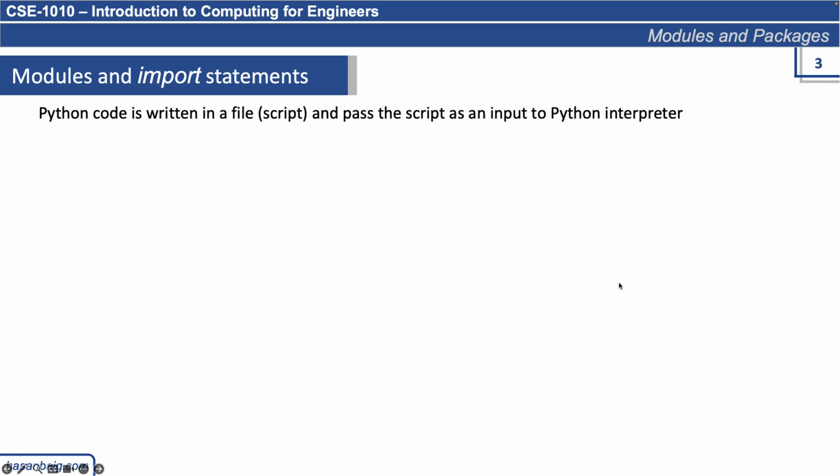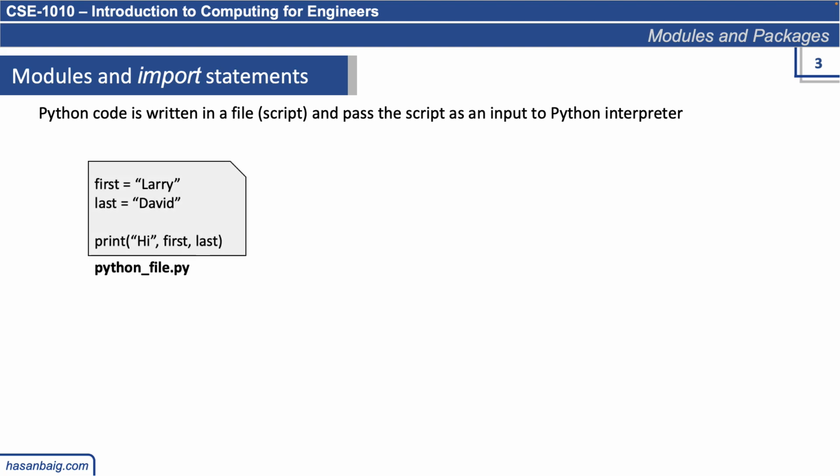Python code is written in a file, we know that, and we pass the script as an input to the Python interpreter. So for example, we have code written like this. Let's name it python_file.py. We have two variables defined in this Python file. One is first equals Larry, and another variable named last contains the value David.